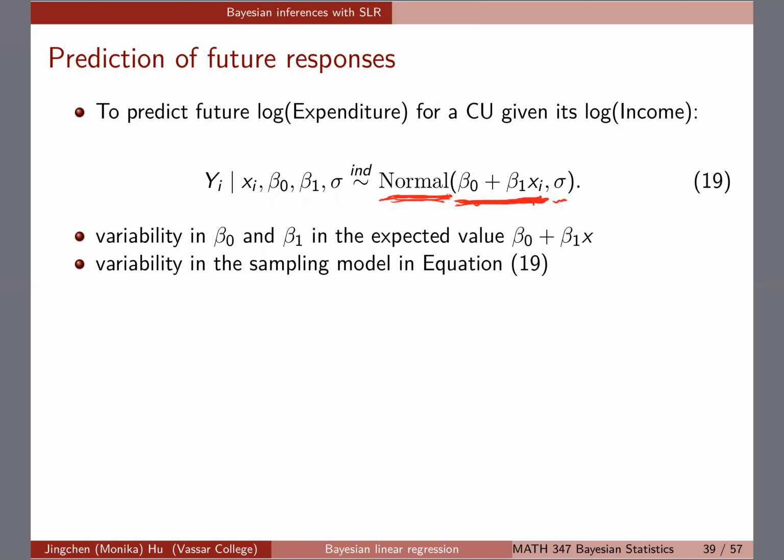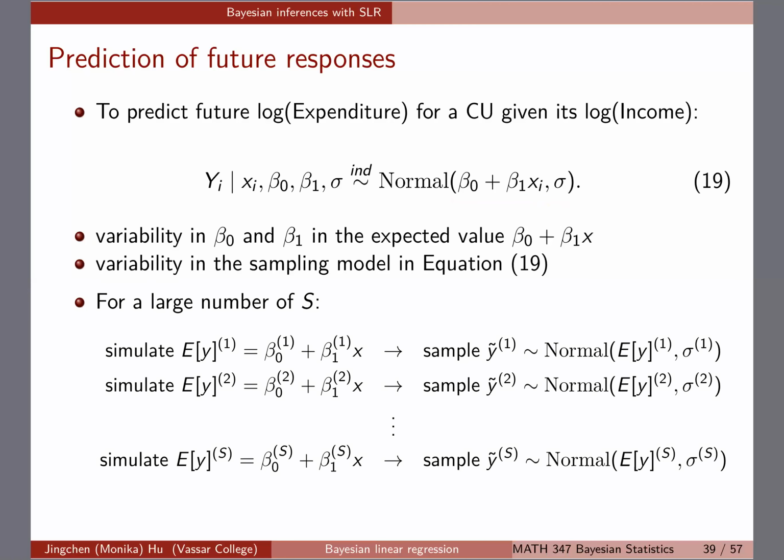The thing that I write over here is, when you're looking at the variability in the prediction, not only do you have variability because of beta 0 and beta 1 from the expectation, but you also have variability from sigma. All of this together contributes to the variability in the future prediction that you make. So in terms of how to make it work, you simply take one more step.